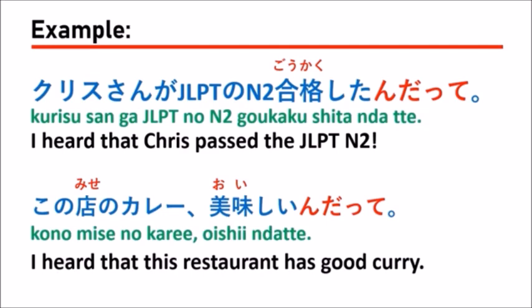So I hope that you understand how to use the grammar of ndatte. Ndatte means that you heard it from somebody else. You got the information from someone else, and you can say to your friends, ndatte, something like this.